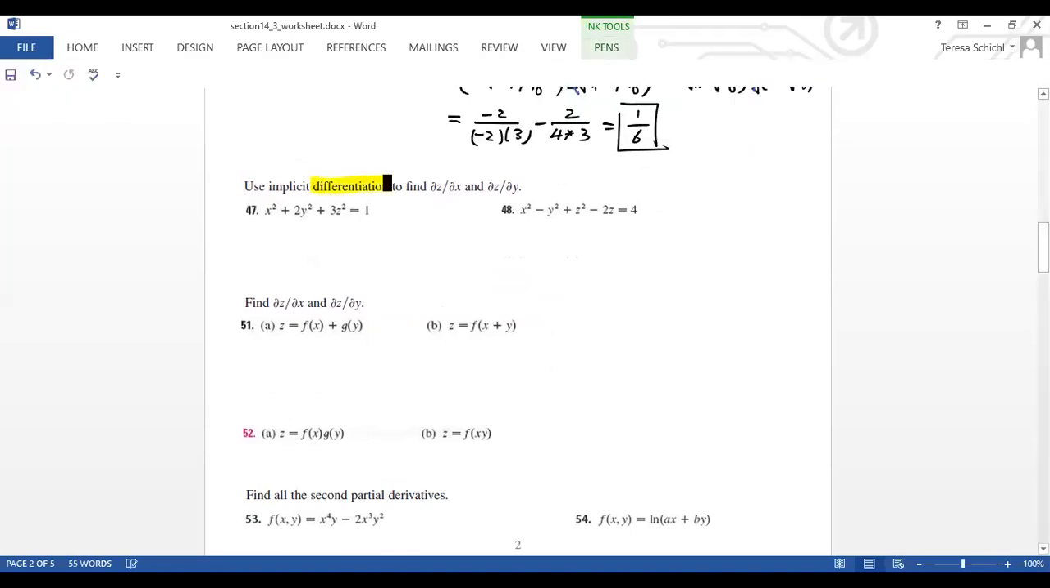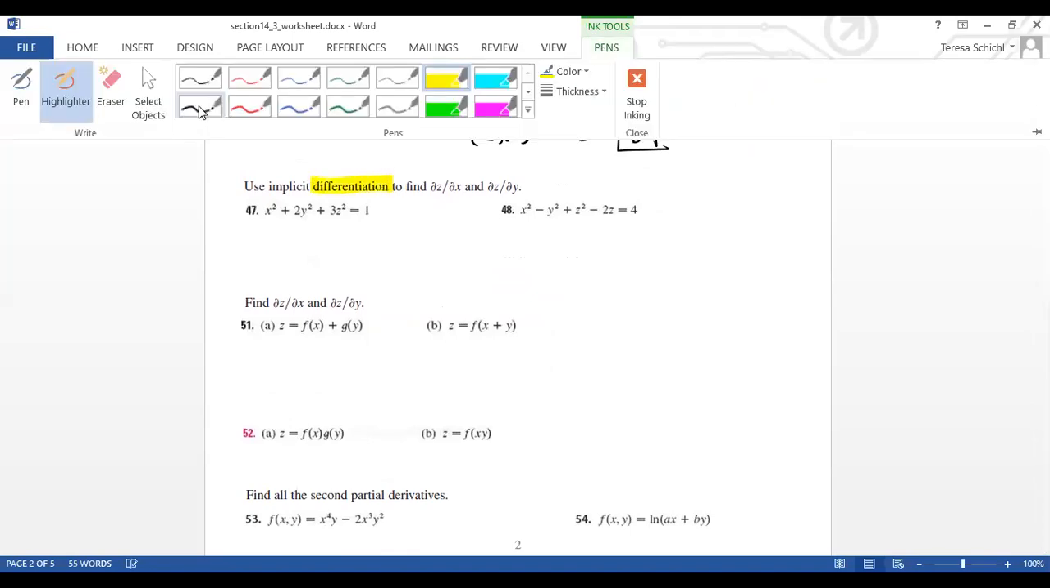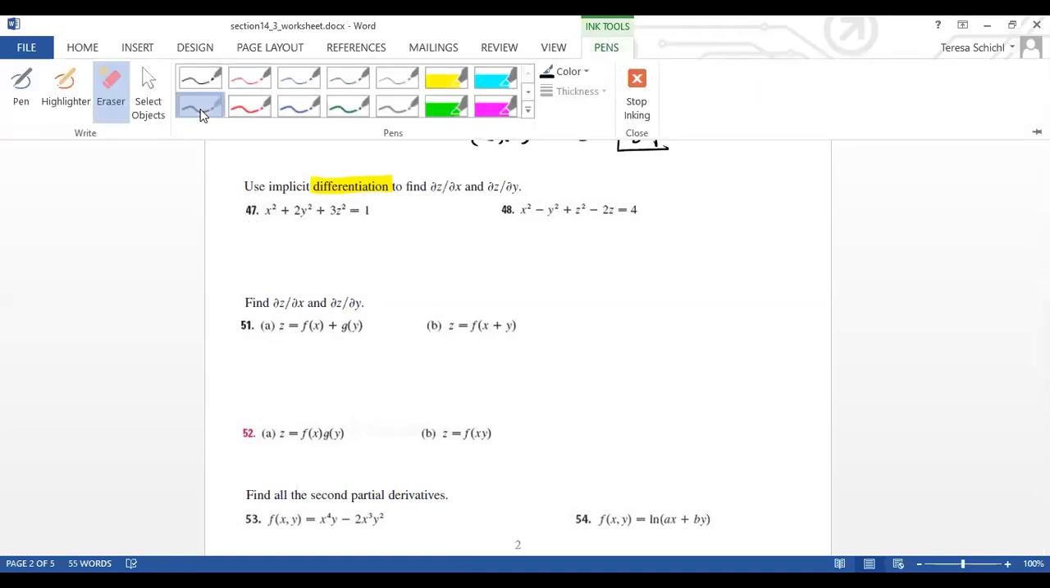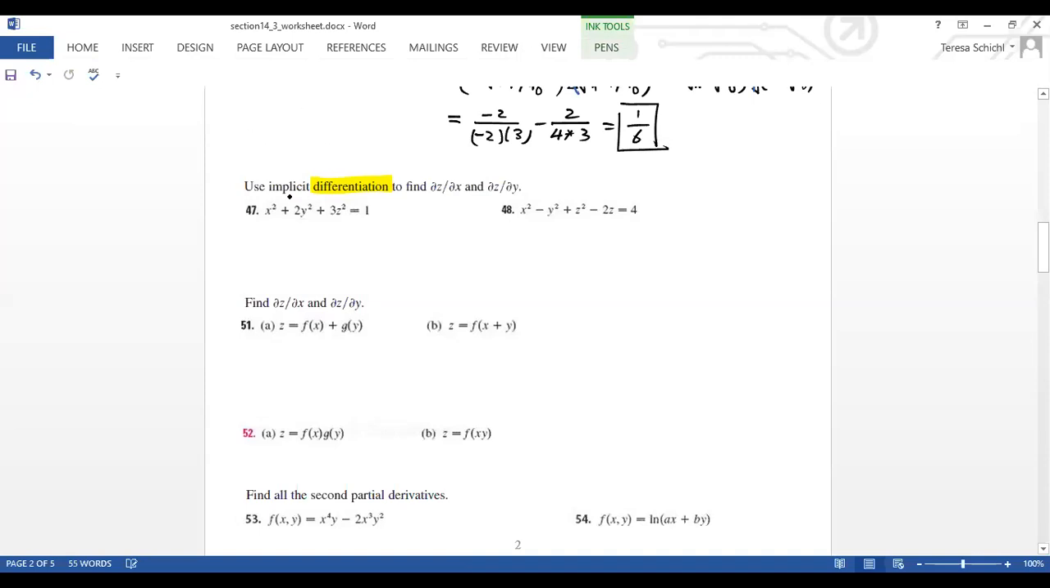Right, so now we talk about implicit differentiation here. I want to find ∂z/∂x. That means I'm taking the derivative with respect to x and z, but every time you touch the z, you need to have ∂z/∂x. Here I have a 2x and 2y, but y is a constant, so it's zero.